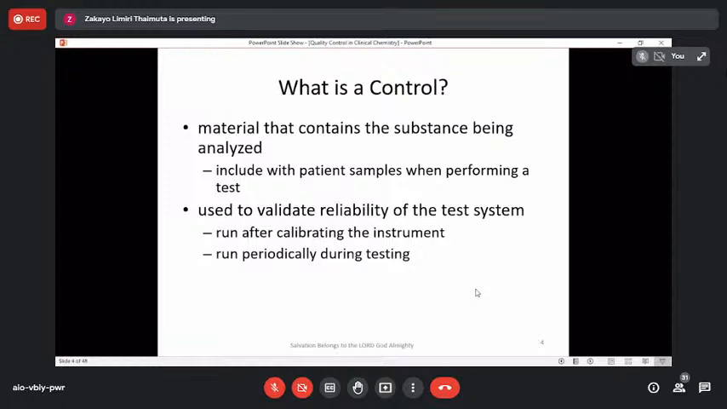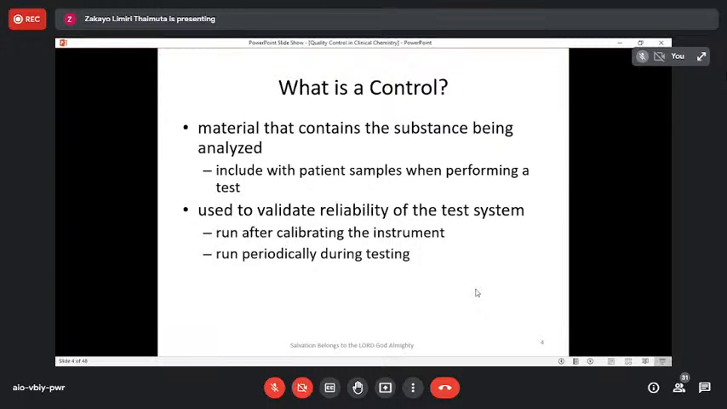What is a control? I know this is your first lecture. Later on, one of my colleagues will be telling you how to determine the reference ranges. And therefore, a control is a specimen with a known reference range. That's it. If I want to control creatinine, and I have a specimen here with a known reference range for creatinine, then I can use it as a control.